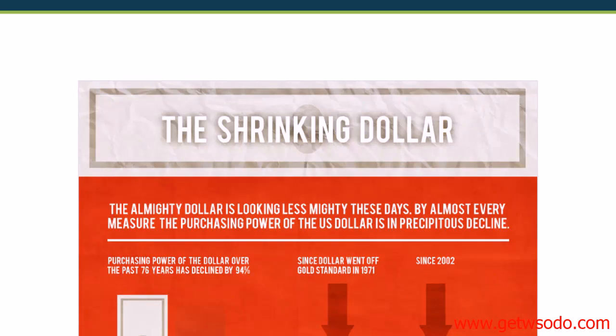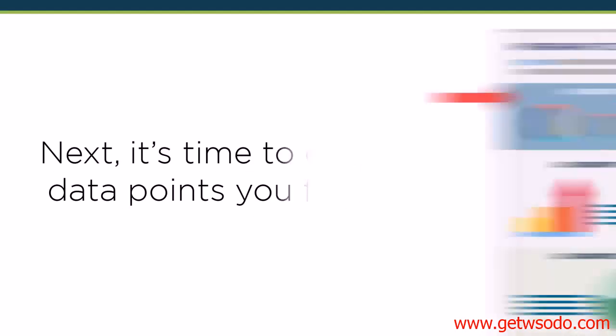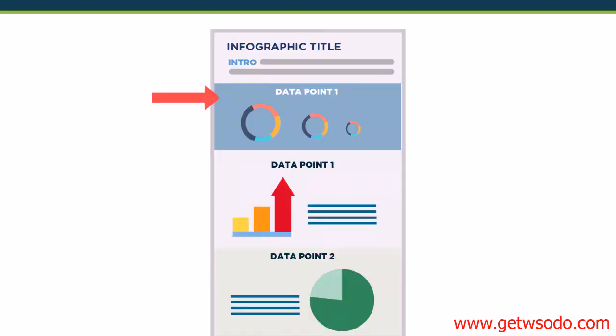But in those 24 words, it makes the case that inflation is eroding the purchasing power of the dollar. So within seconds, you know exactly what my angle and story is. Next, it's time to organize the 6 to 10 data points you found in step 3. Here's how. First, put the most eye-catching information at the very top.